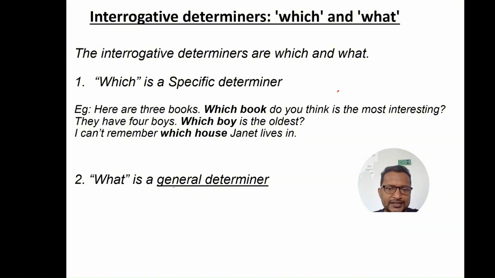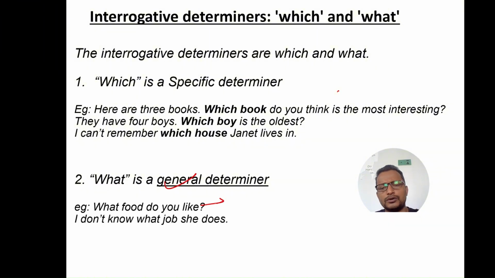Now, what is a general determiner? What food do you like? We don't know. There are no options, right? It is very general. We are not given any options to choose from. Because of that reason, you use what. I don't know what job she does. She could do engineering, medical, construction, accounting, whatever it is, right? So we don't know. But I don't know which job she does, either accounting or engineering, then you should choose which, because you are choosing between accounting and engineering. But in this context, there are no options given. That's why what.